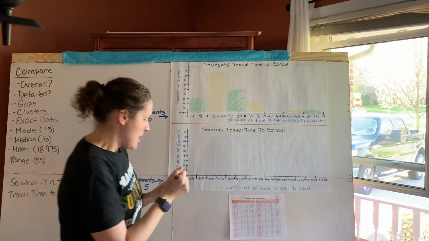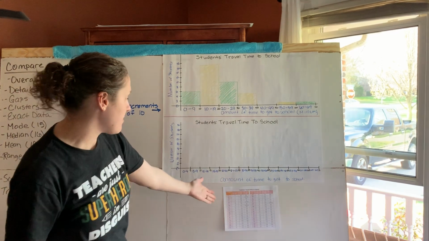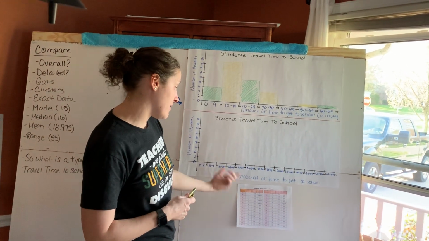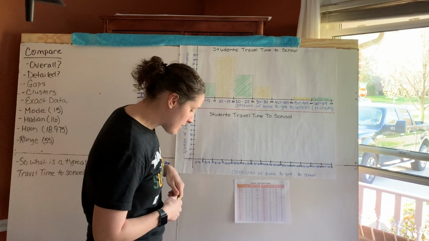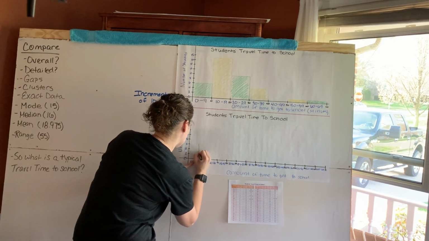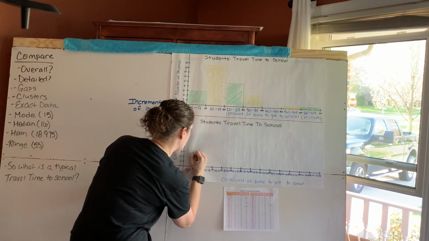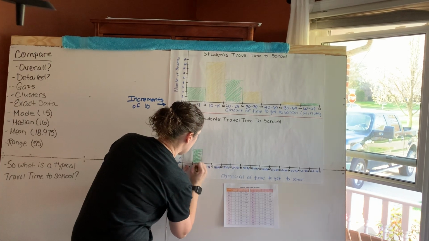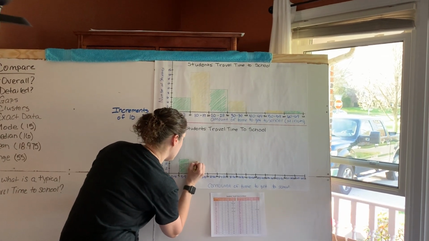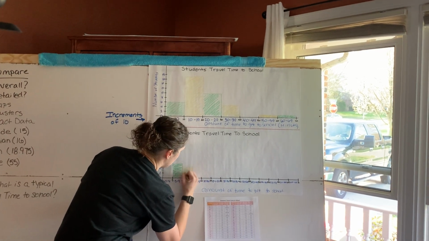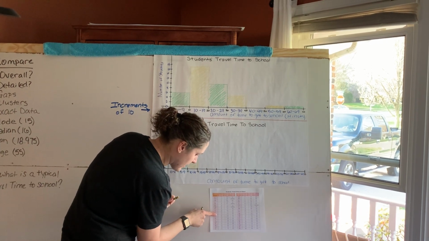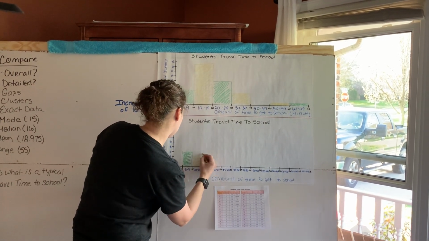Okay. And same thing, I'm going to just relook at my data table. From 0 to 4, there's nobody, so I'm going to leave that one blank. From 5 to 9, I have 6. From 10 to 14, I have 5. From 15 to 19, looking at my data table, I have 12.